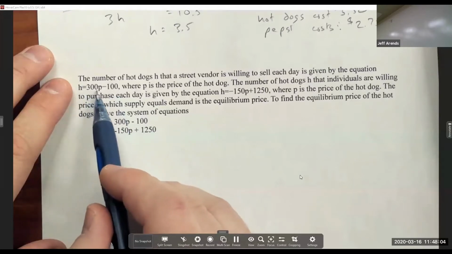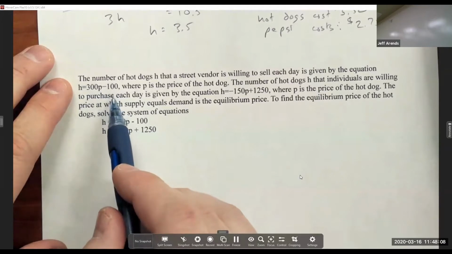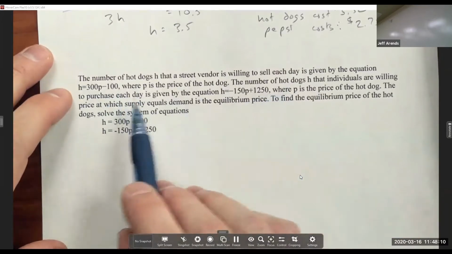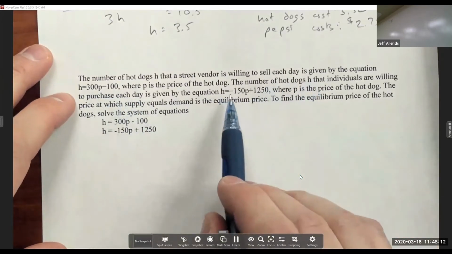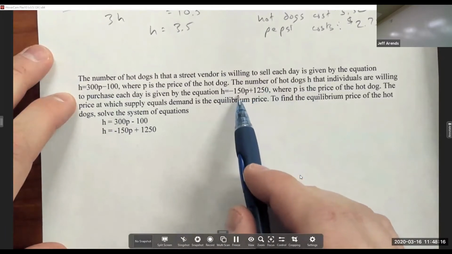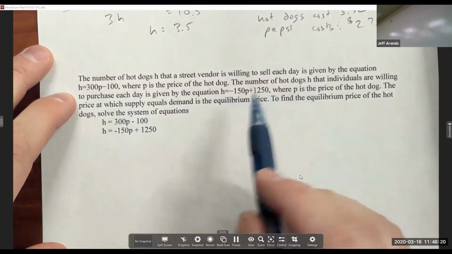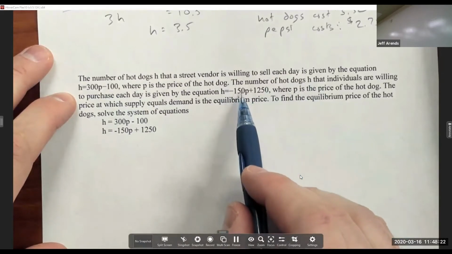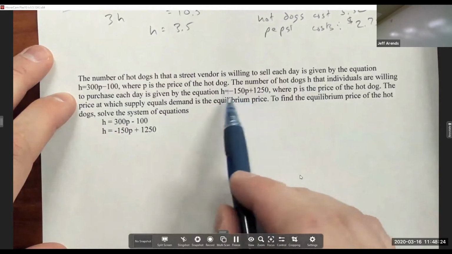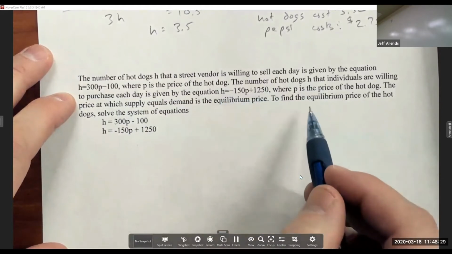H equals 300p minus 100. This is the amount that the vendor is willing to sell. Similarly, the number of hot dogs that people are willing to buy depends on the price. But in this case, people want to buy more hot dogs if the price is lower. And so we end up with a demand equation here: H equals negative 150p plus 1250.